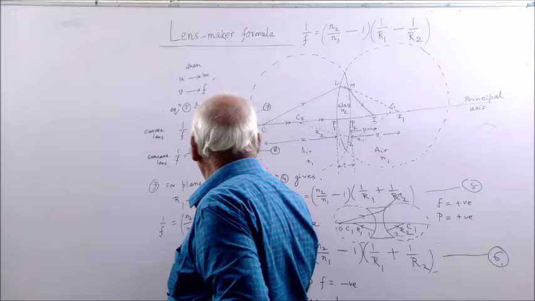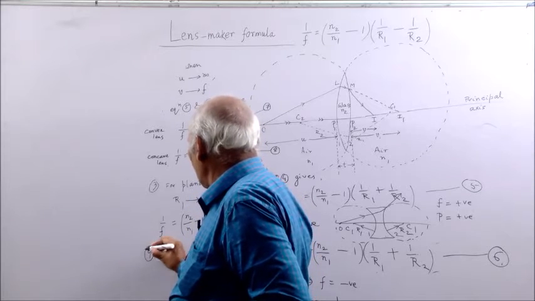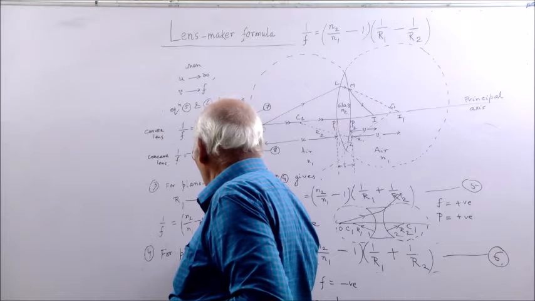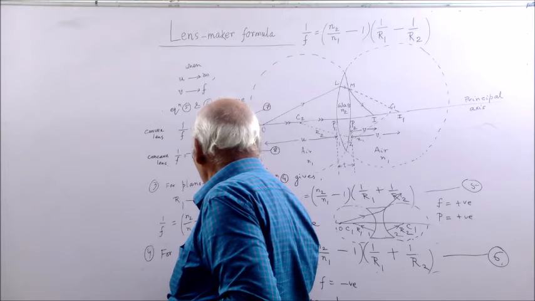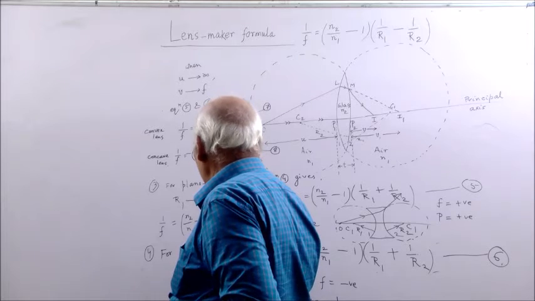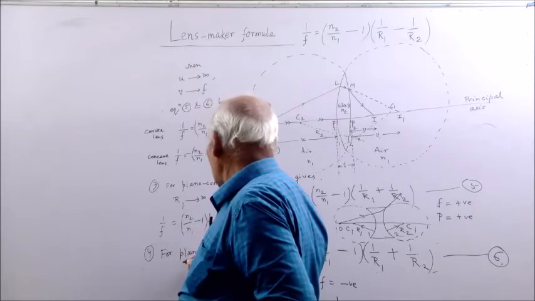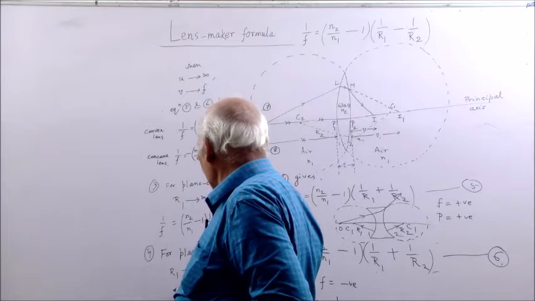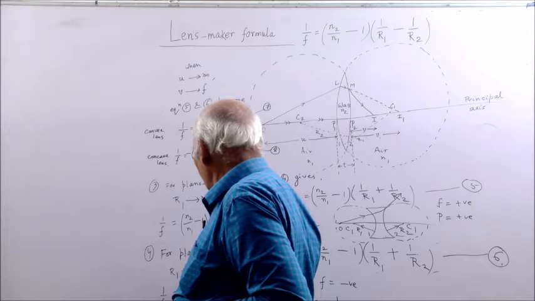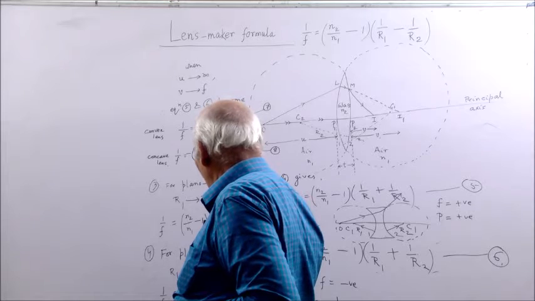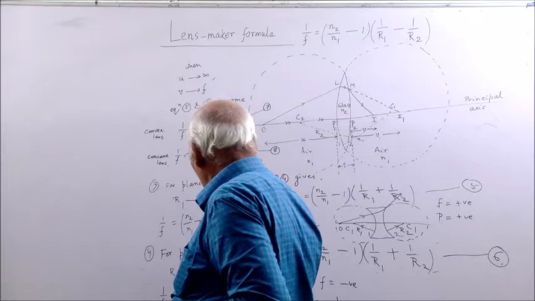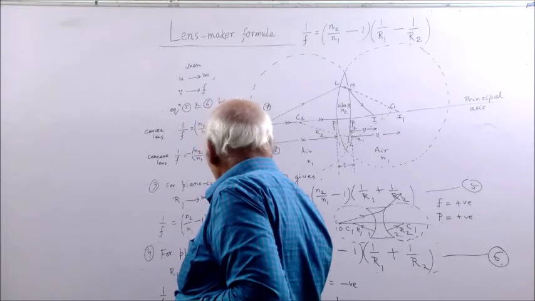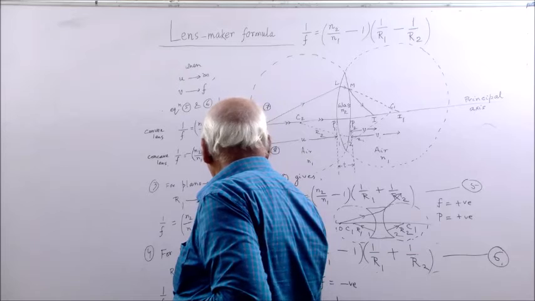This is equation 9. Fourth is for a plano-concave lens. One side is plane, the other side is concave, plano-concave lens. Here also R1 tends to infinity, then 1 by f is equal to minus (n2 by n1 minus 1) into 1 by R2. So, this is equation number 10.